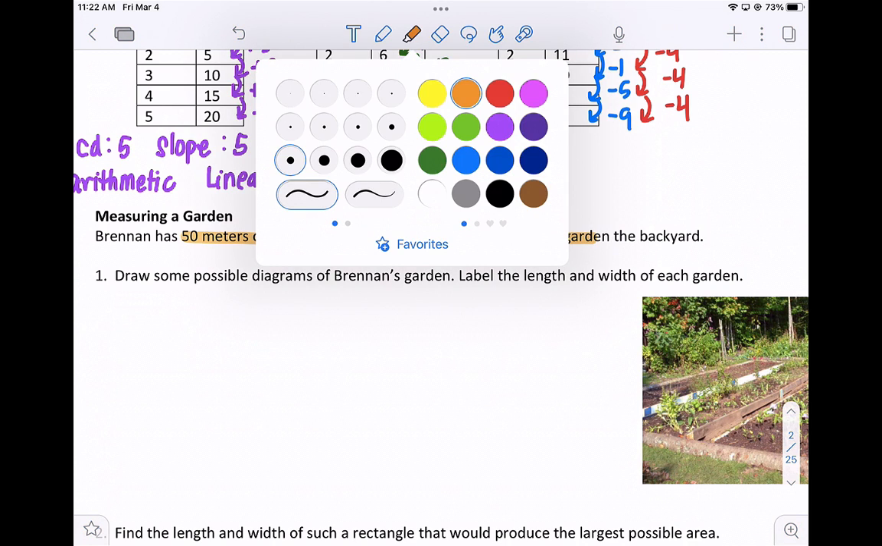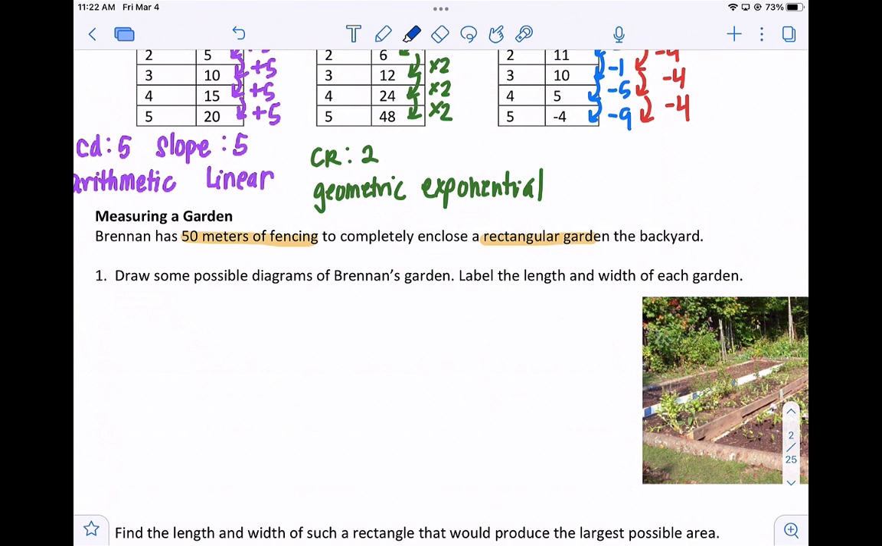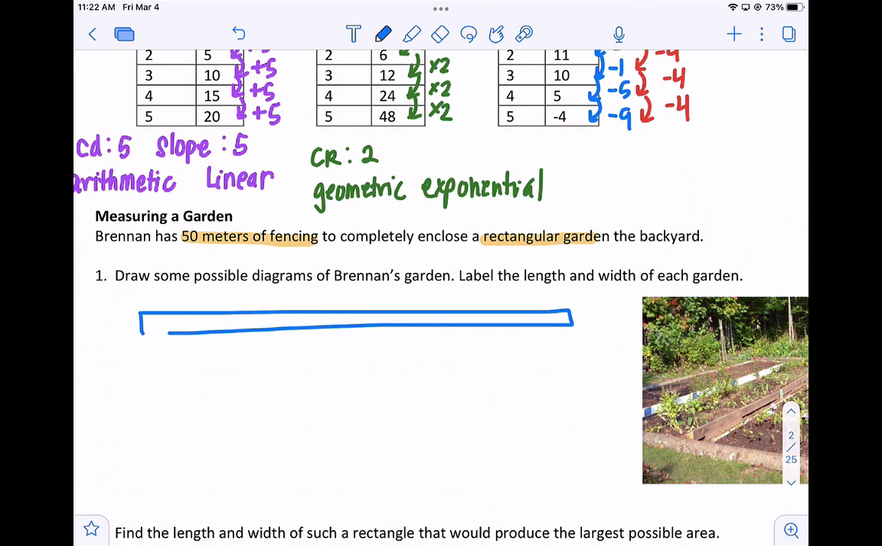Okay. So our first garden, it could be really thin. It could be long and skinny, like 1 by 24. And if you add 24 plus 24, that's 48, plus the 2 on the end, that's 50. So here we've used the 50 meters of fencing, and our garden can be long and skinny.